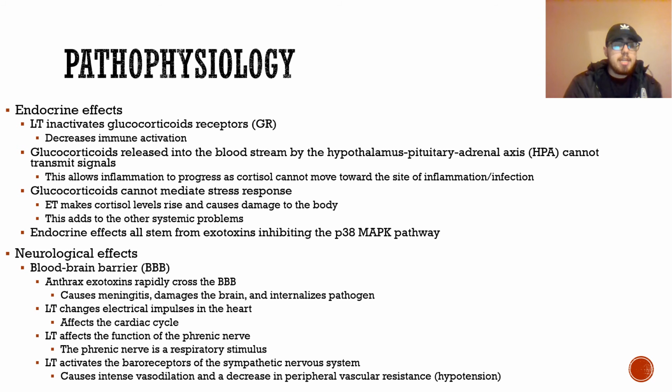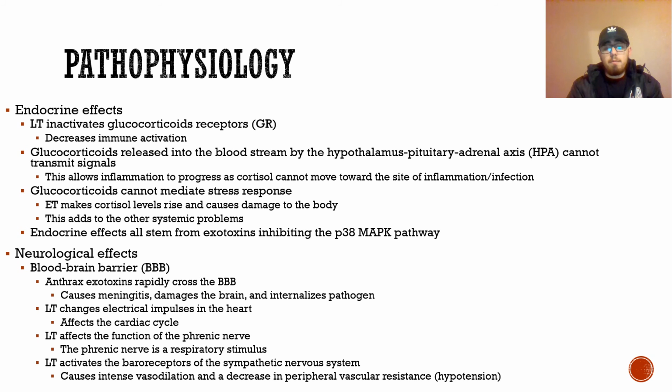Lastly, the endocrine and neurological effects. So for the endocrine system, lethal toxin inactivates glucocorticoid receptors. Now, when these receptors are inactivated, this will actually decrease immune activation, because these are mainly for glucocorticoids to transmit signals to activate the immune system. Glucocorticoids released into the bloodstream by the hypothalamus pituitary adrenal axis cannot transmit signals because the receptors are inactivated. And this will allow for inflammation to progress, as cortisol cannot move toward the site of inflammation or infection.